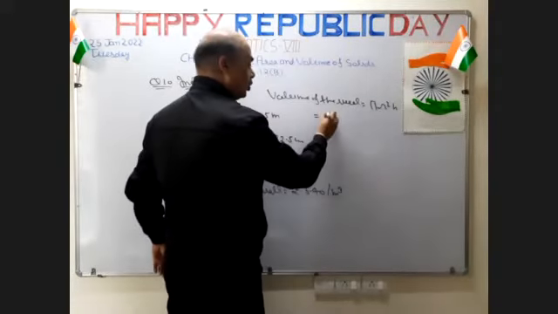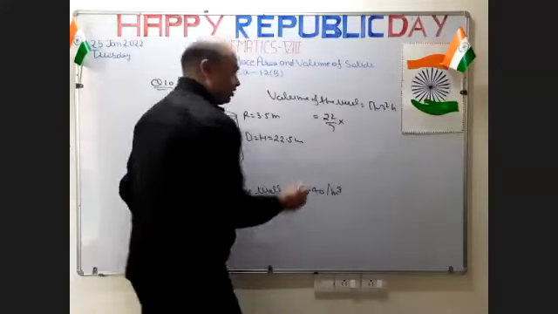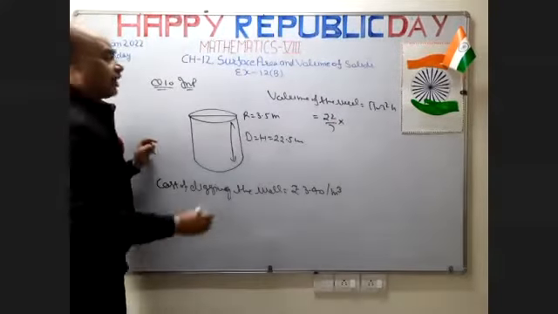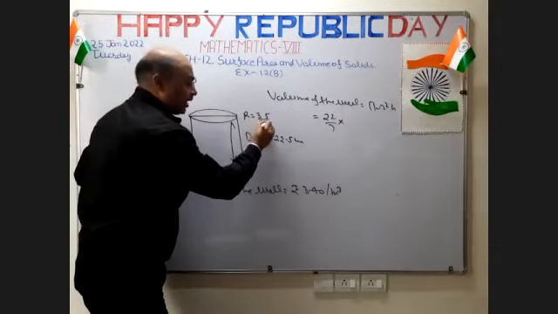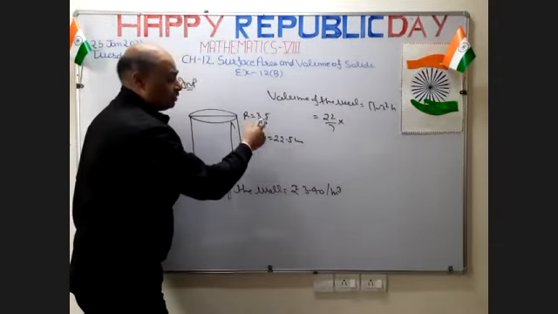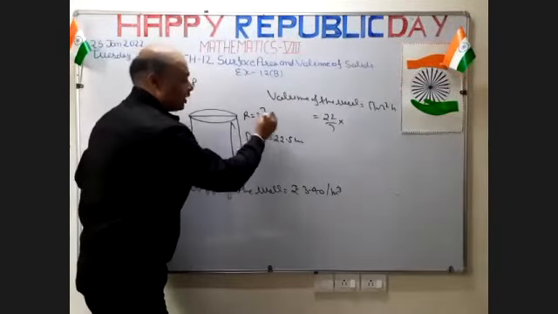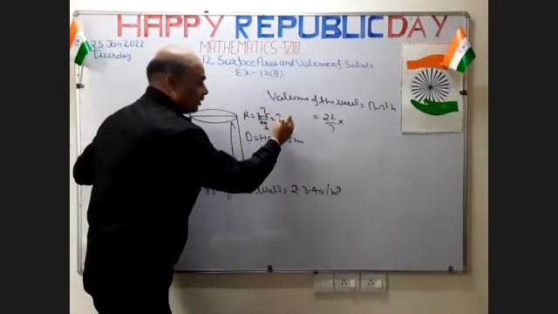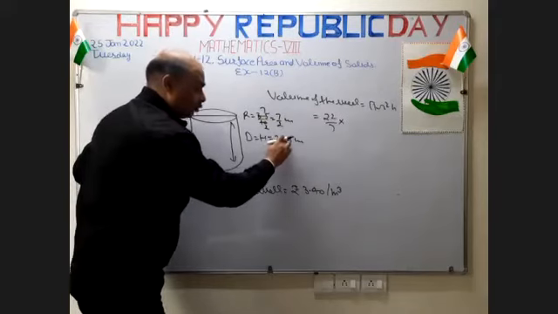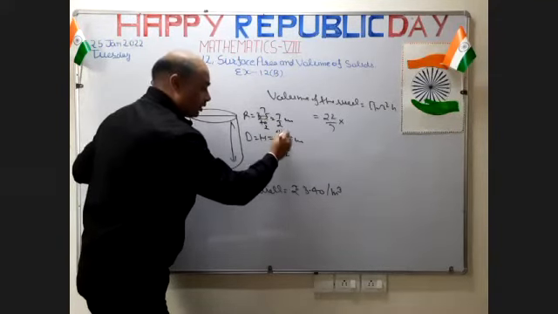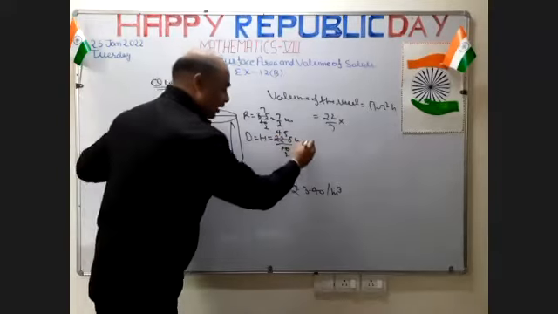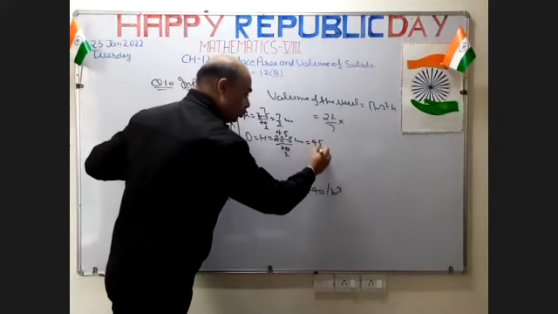The value of pi you know is 22/7. What is the radius? Radius is given as 3.5. See, can I write 3.5 as 35/10? I want to remove this decimal. After removing the decimal, 5 2s are 10, 5 7s are 35, so this is going to be 7/2 meter. I want to remove this decimal also here. So 5 2s are 10, 5 4s are 20, 5 5s are 25. So it's going to be 45/2 meter.